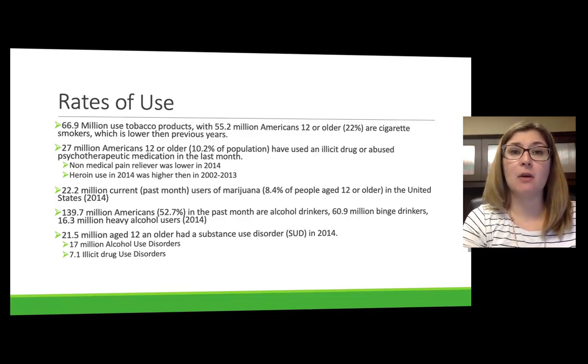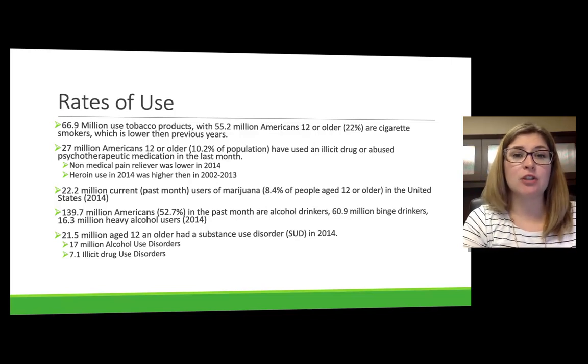Non-medical pain reliever use has been lower in 2014, except when it comes to heroin use, which in 2014 was higher than the previous years. When it comes to marijuana use, 22.2 million users have used in the last month, with that being 8.4% in the United States. With the most used substance in the United States being alcohol, 139.7 million Americans, which is 52% of the population, have used alcohol in the past month. 60.9 million are binge drinkers, and 16.3 million are actually heavy alcohol users.